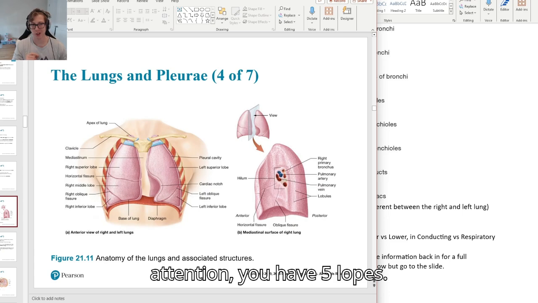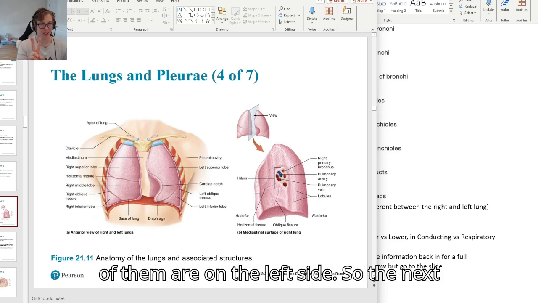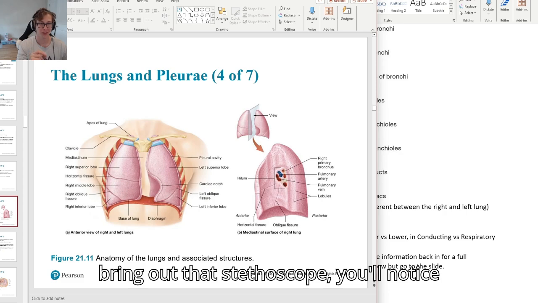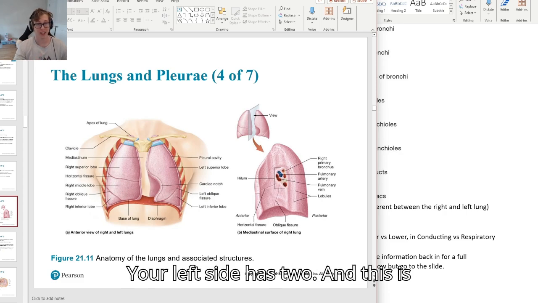But if you ever paid attention, you have 5 lobes. 3 of them are on the right side, 2 of them are on the left side. So the next time you go to the doctor, when they bring out that stethoscope, you'll notice that your right side has 3 separate spots that they're going to listen to. Your left side has 2.